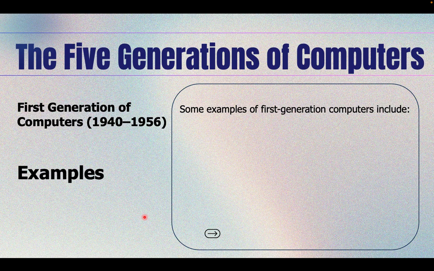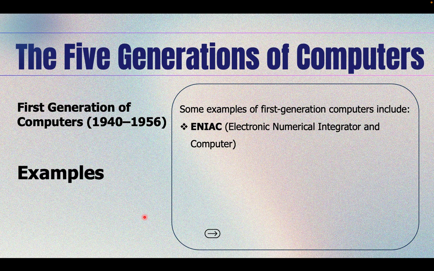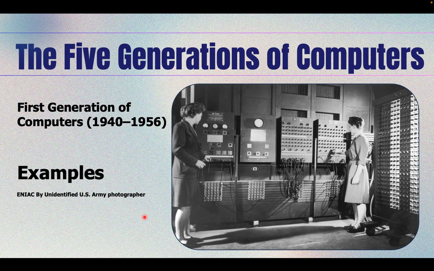Now let's look at some basic examples. We have the ENIAC, that is the Electronic Numerical Integrator and Computer. That is the ENIAC, so the first generation of computers. Then we can talk about the UNIVAC, that is the Universal Automatic Computer. These are some of the first real computers used in calculation and data processing at the time.